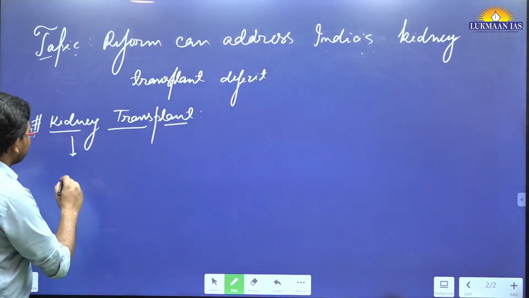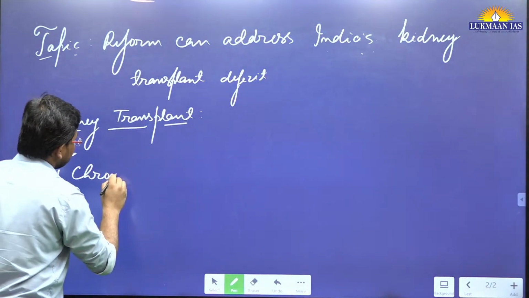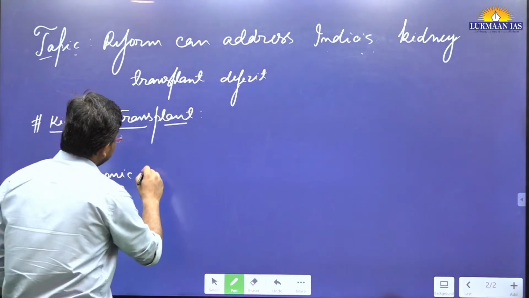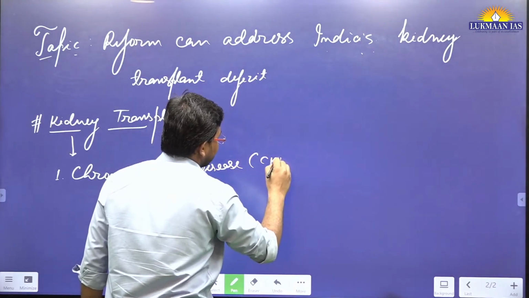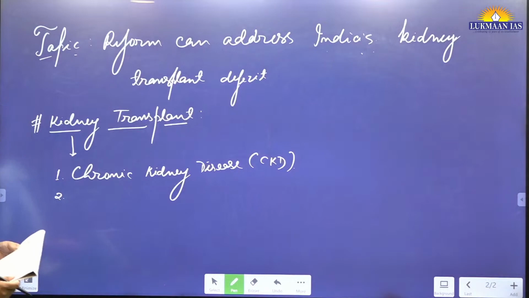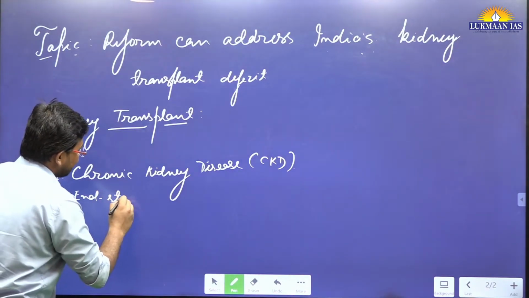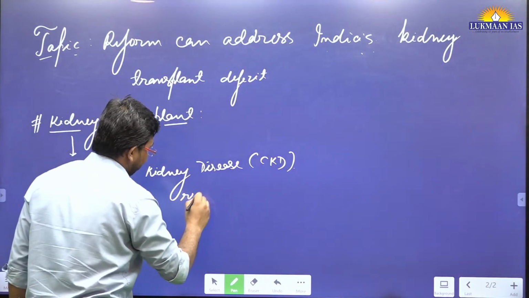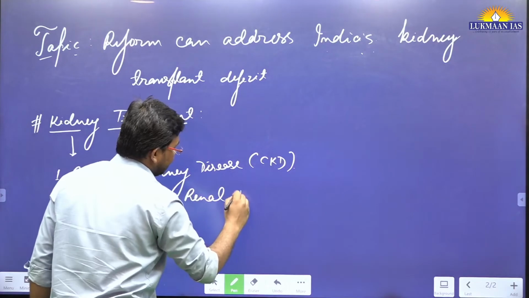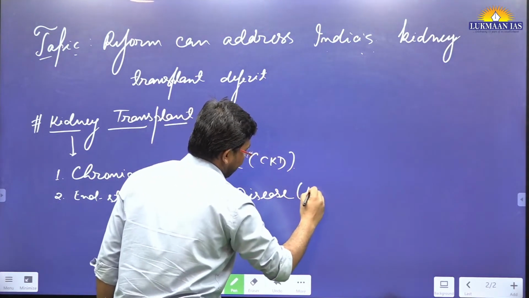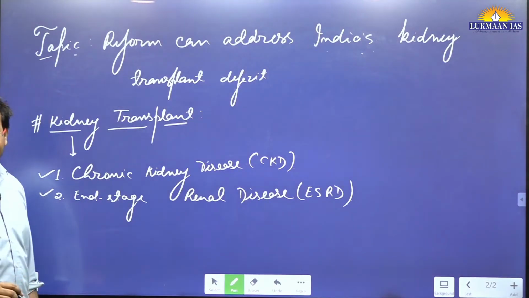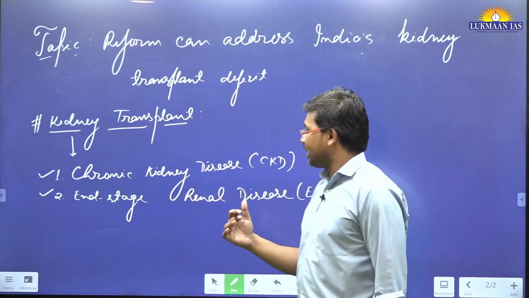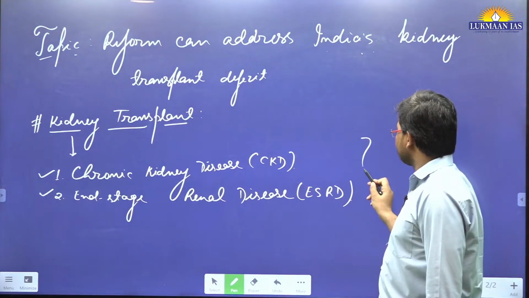Whenever a person has diseases, for example, chronic kidney disease, CKD, and a second one known as end stage renal disease, ESRD, they can have some kind of surgical process, but one of the most effective ones is kidney transplant.